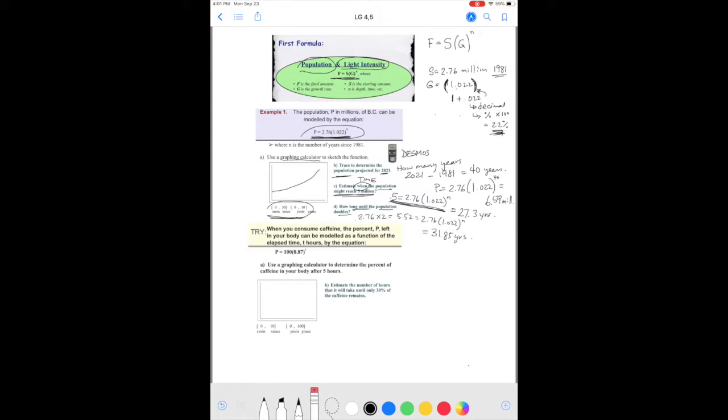Okay, so now we are going to look at the try one here. When you're going to try this one, I will give you a few minutes and let you type it into your calculator and get a little sketch and see what's going on.